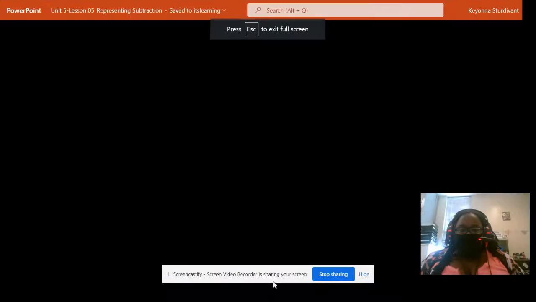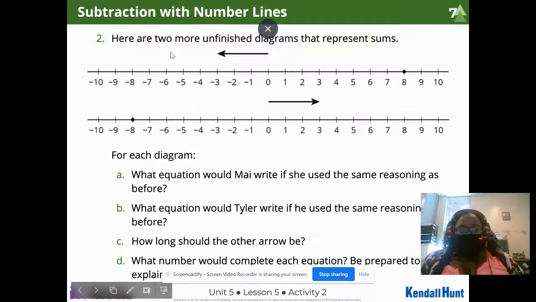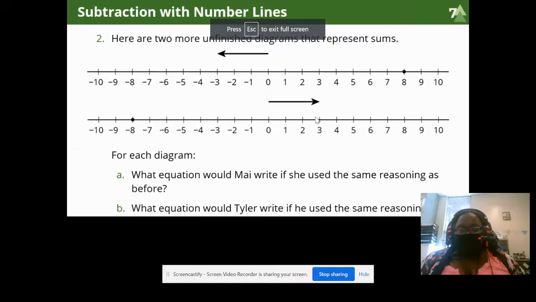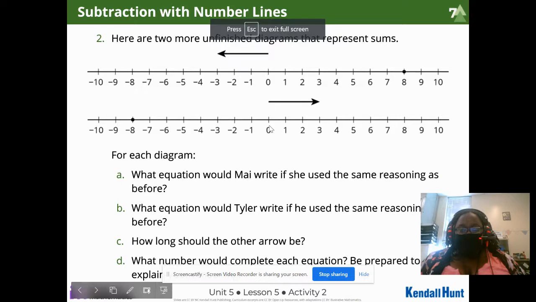All right, I'm gonna blow this up. It says here are two unfinished diagrams that represent the sum. So looking at the numbers, I started at 0, we went down to negative 3. Again, I'm still trying to get to 8. And then the other number line, we started at 0, we went to positive 3, and I'm trying to get to negative 8. So the question says, what equation would Mia write if she used the same reasoning she used before?